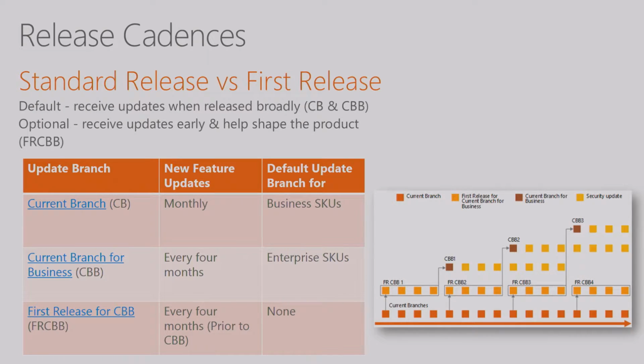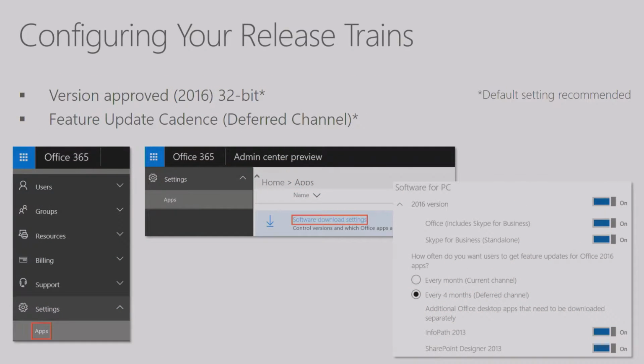You can say, I want every 4 months. These are the default branches. So business SKUs in Office 365 are going to get the current branch. Enterprise SKUs, typically enterprise customers don't want to be as, I don't want to say innovative, but maybe as impactful to the users and giving them those updates as fast as possible. Any questions on this? That went better than expected.